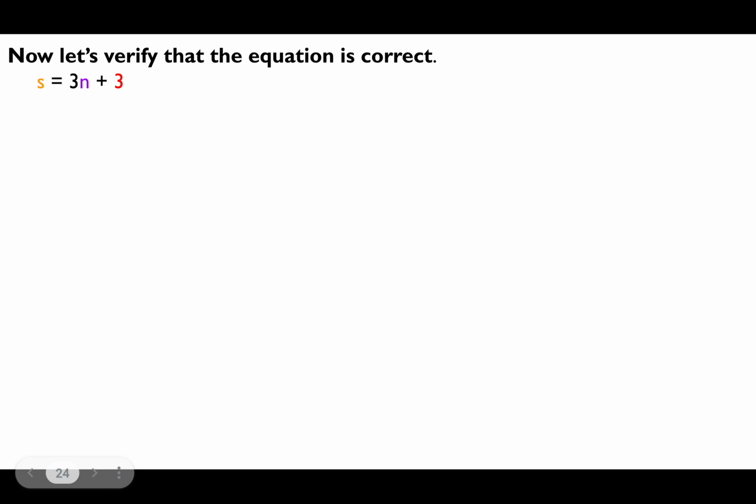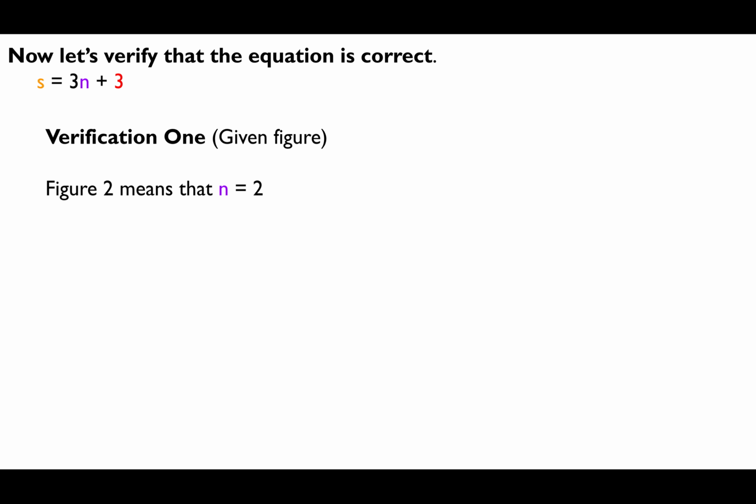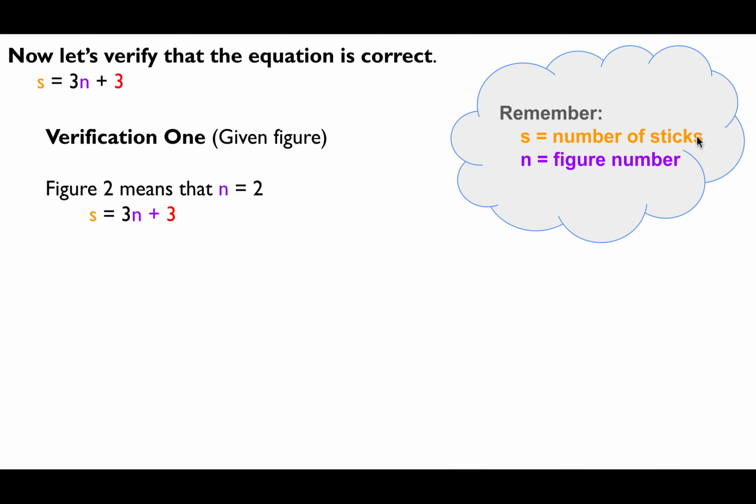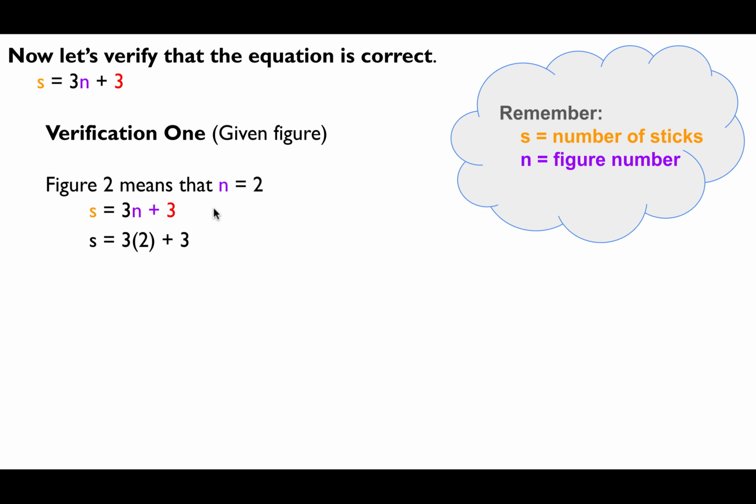So let's verify that the equation is correct. So verification 1 is a given figure. In other words, one that we already have drawn. Let's use figure 2. That means that n equals 2 because n equals the figure number. So S equals 3n plus 3. Remember, S equals the number of sticks and n equals the figure number. So we'll replace our figure number with 2 because 2 is the number that we're using, figure number 2. So the product of 3 and 2 is 6, and the sum of 6 and 3 is 9. That means that the total number of sticks for figure 2 should be 9.